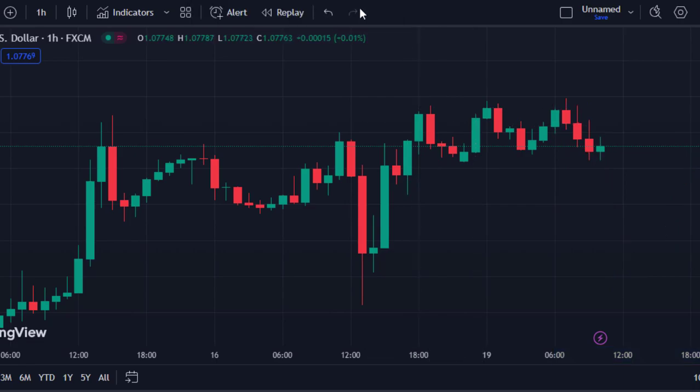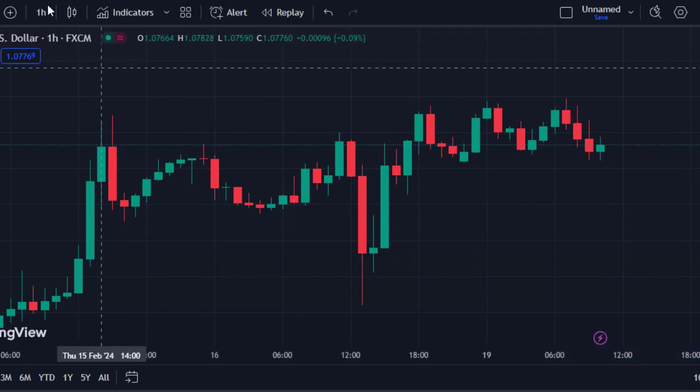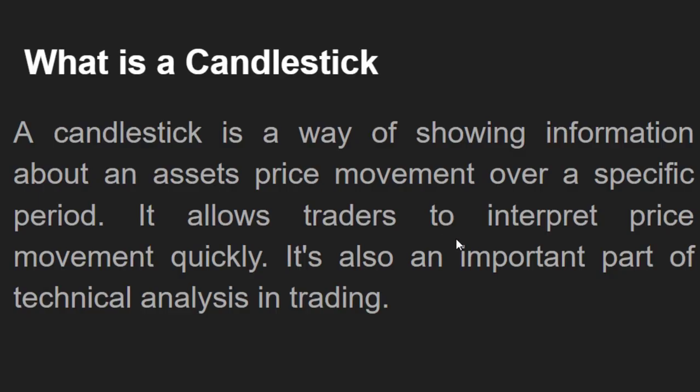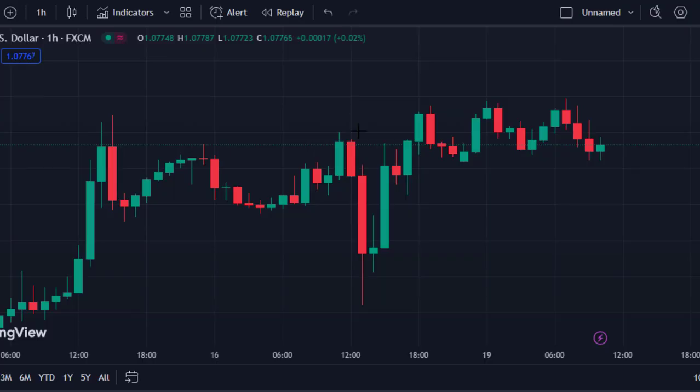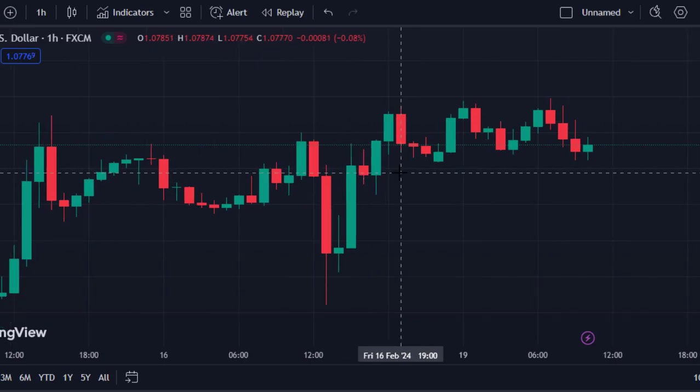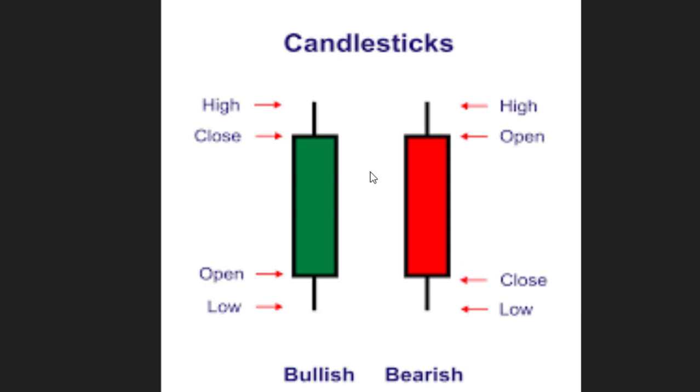Candlestick is one of the most important tools that must be in your technical analysis when you are doing technicals. It allows traders to interpret the price movement of any asset quickly because it has all the information that you need to know about any particular asset. And right here is the infrastructure of a candle. So this is a bullish candle and this is a bearish candle.